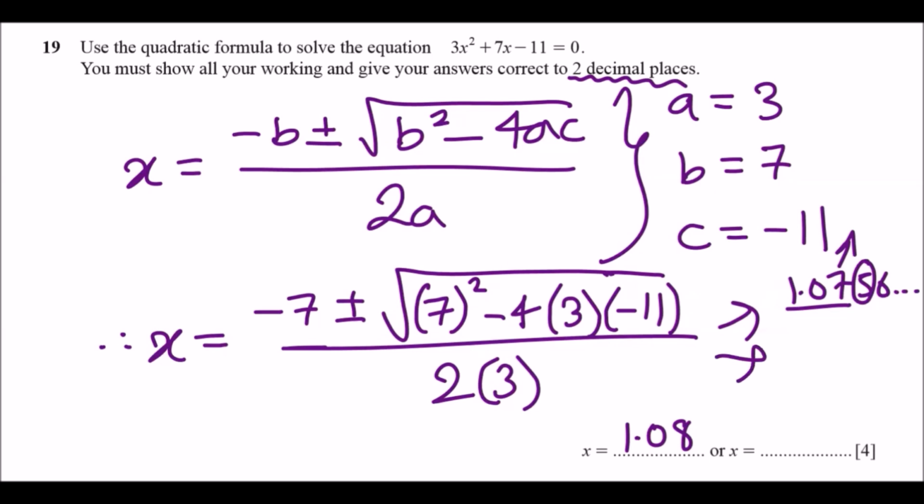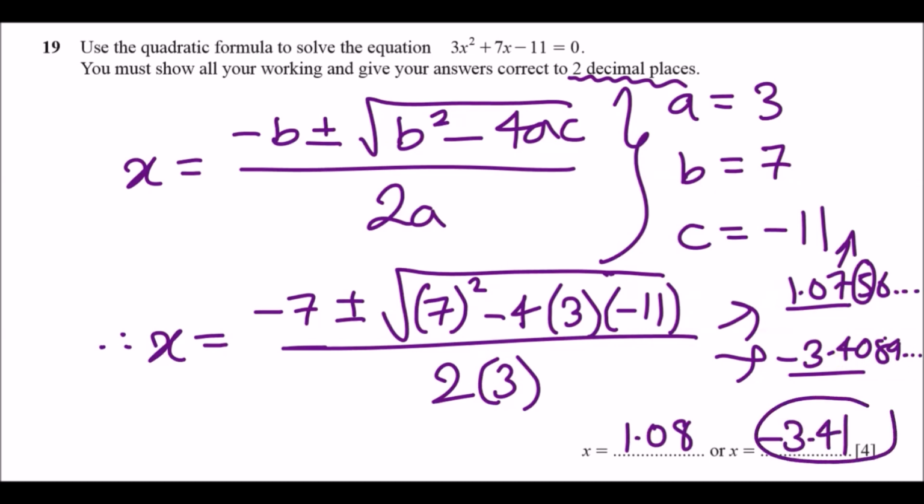If you replace the plus sign in your calculator with a negative sign, you get something like minus 3.4089. And again, same approach. You want to round to 2 dp, so you've got 8 after the 0, so round up 40 to 41, so it'll be minus 3.41. And that's it, guys. These are your 2 x values for this question.